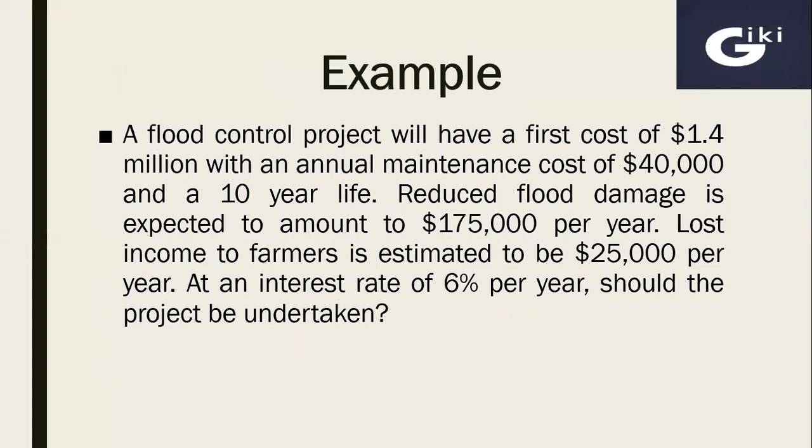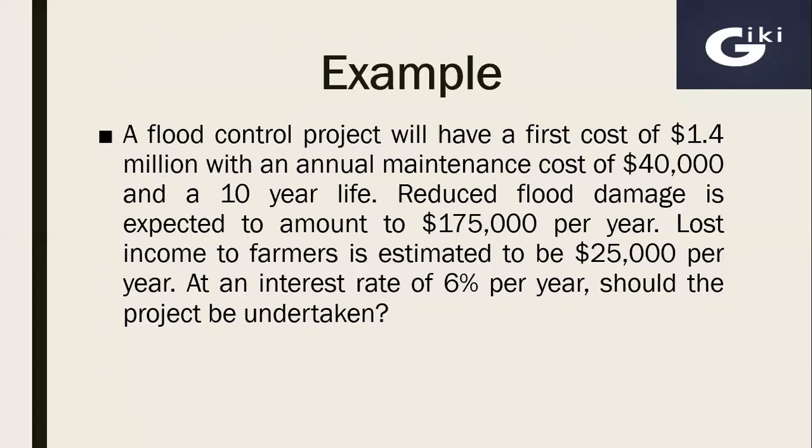A flood control project will have a first cost of $1.4 million with an annual maintenance cost of $40,000 and a 10-year life. Reduced flood damage is expected to amount to $175,000 per year. And lost income to farmers is estimated to be $25,000 per year at an interest rate of 6% per year. And we need to answer, should the project be undertaken?